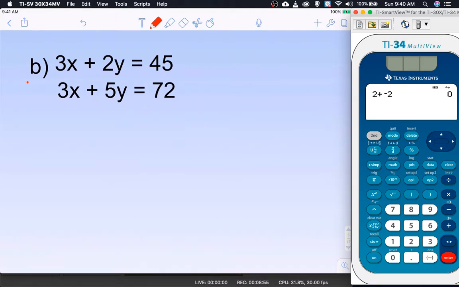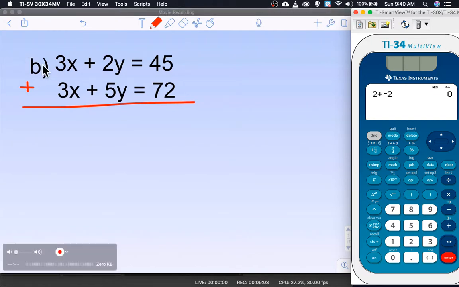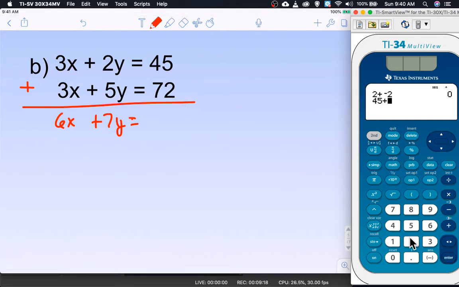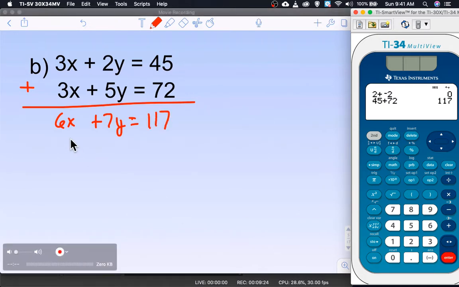So my goal is I would like to be able to add these equations together. But there's a problem. Watch what happens if I add my equations together right now. If I add 3x plus 3x, I would get 6x. If I add 2y plus 5y, I get 7y. And then 45 plus 72 is 117, I think. Yeah. So there's a problem. My x's and y's, none of them eliminated. I still have x, I still have y. I cannot solve this equation.